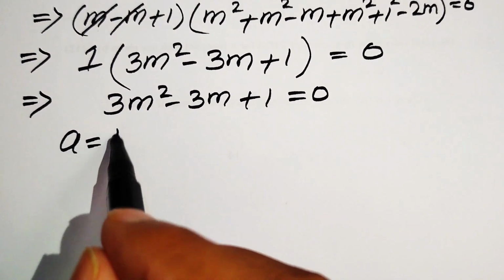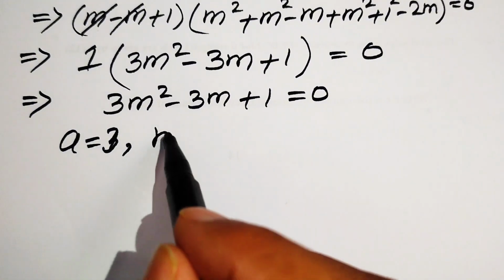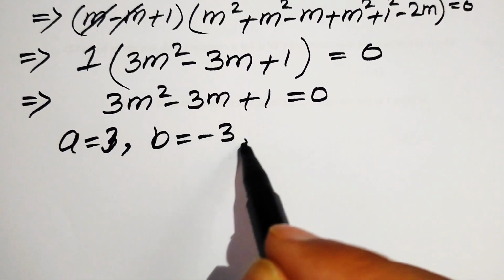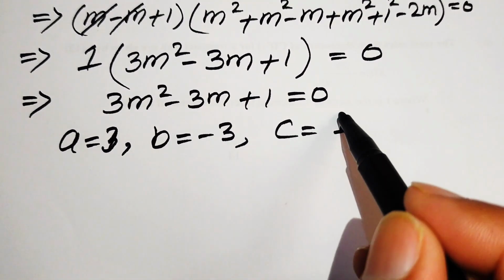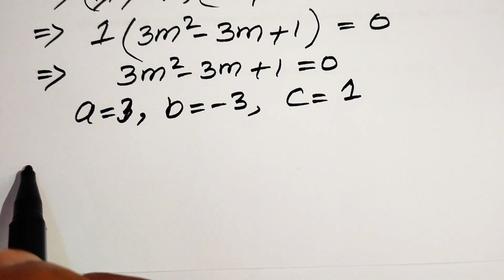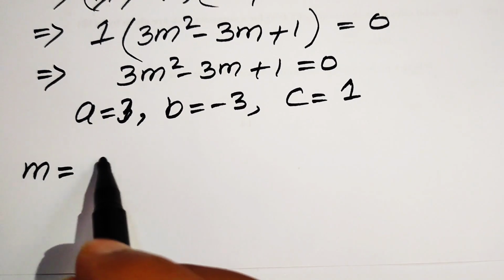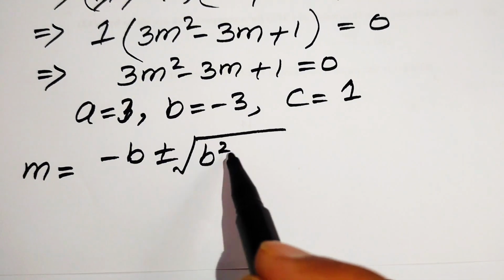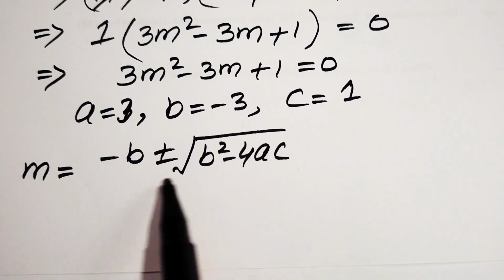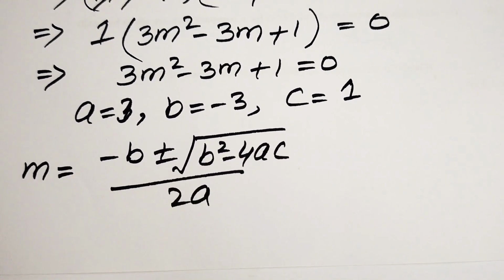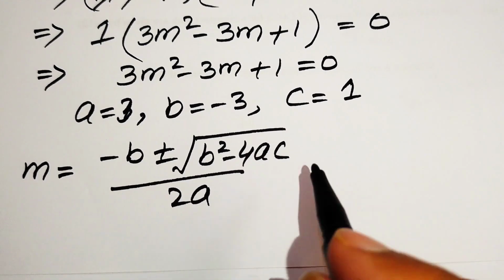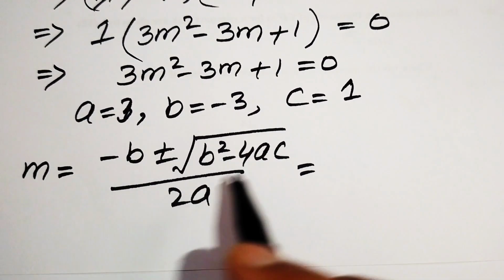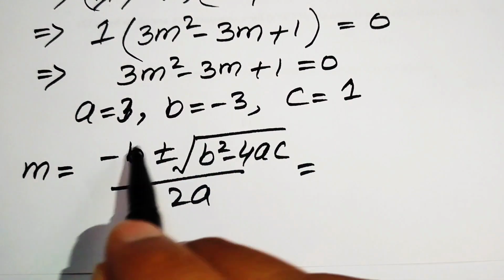So here we have a equals 3, b equals minus 3, and c equals 1. So our quadratic formula will be written as minus b plus minus square root of b square minus 4ac, divided by 2a. So now we substitute the values of a, b and c here.